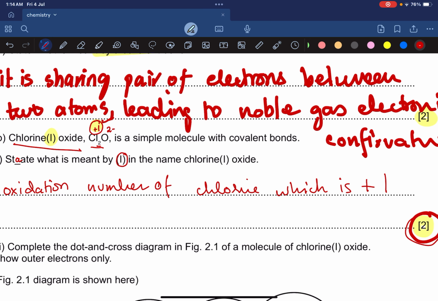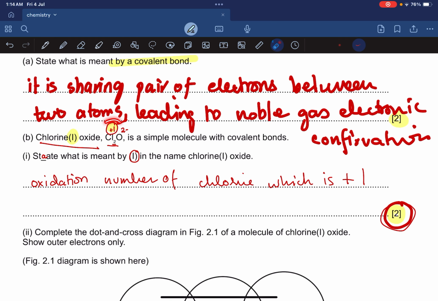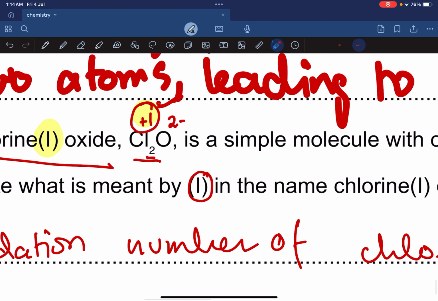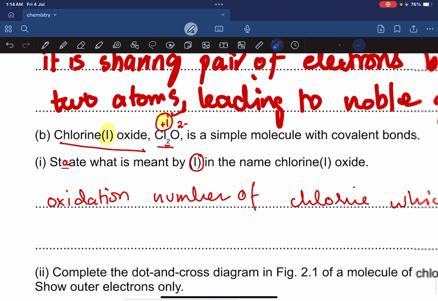Okay, you had to realize this and figure it out. I know this one's tricky because chlorine is a halogen, always -1, but when it's with oxygen, you had to know it had a +1 oxidation number.